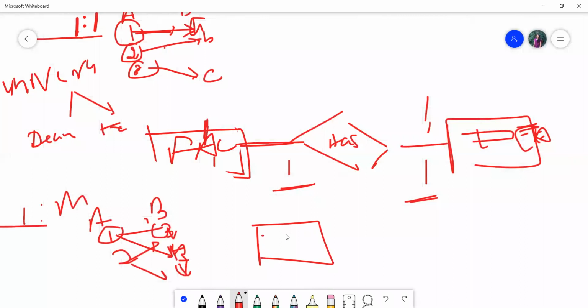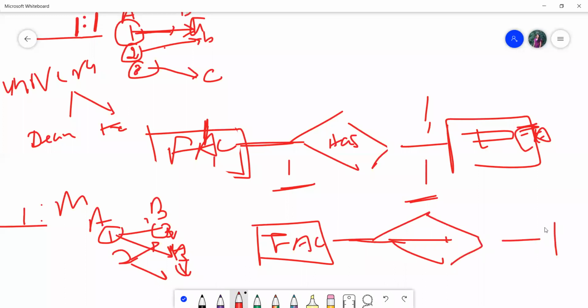So when we consider about faculty, this is the faculty and this is the lecturer. So this is has. When we consider about one faculty, it may have many lecturers. But when we consider about one lecturer, he or she belongs only to one faculty. So this relationship is 1 to many.